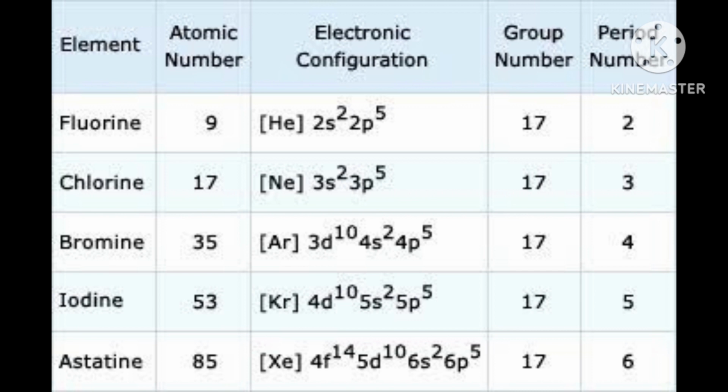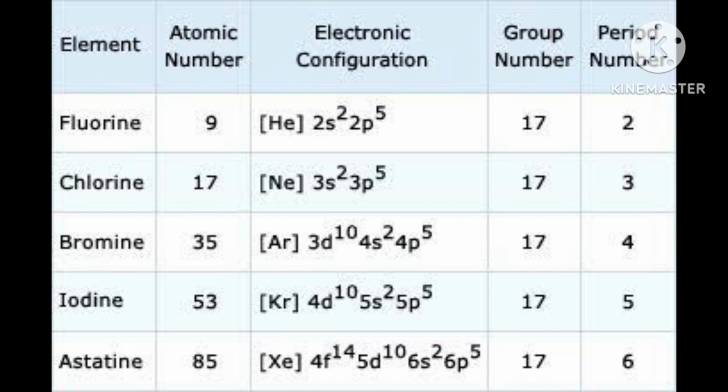Now other physical properties. Melting point. Melting point of fluorine is 54.4 Kelvin, so it is low. Chlorine gas, Cl2, is 172. Bromine is 265.8. Iodine is highest, 386.6.